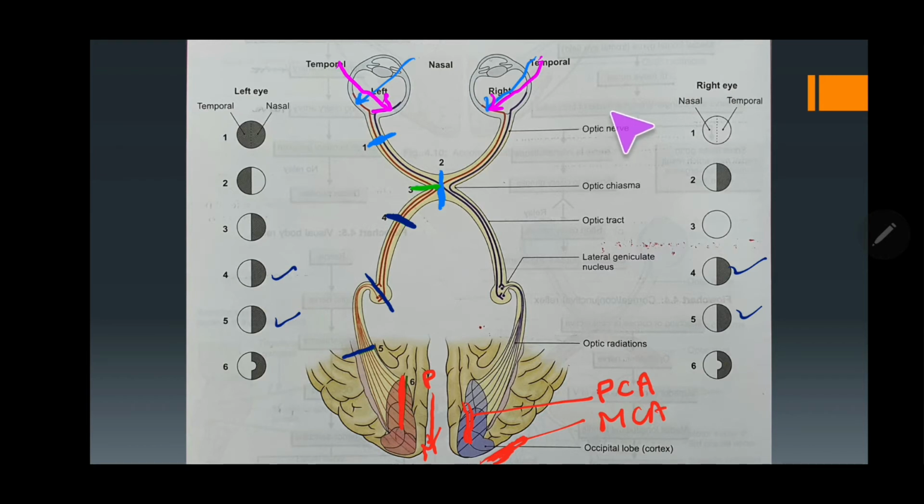This portion is spared. Remember that this portion has dual blood supply. That is called macular sparing.